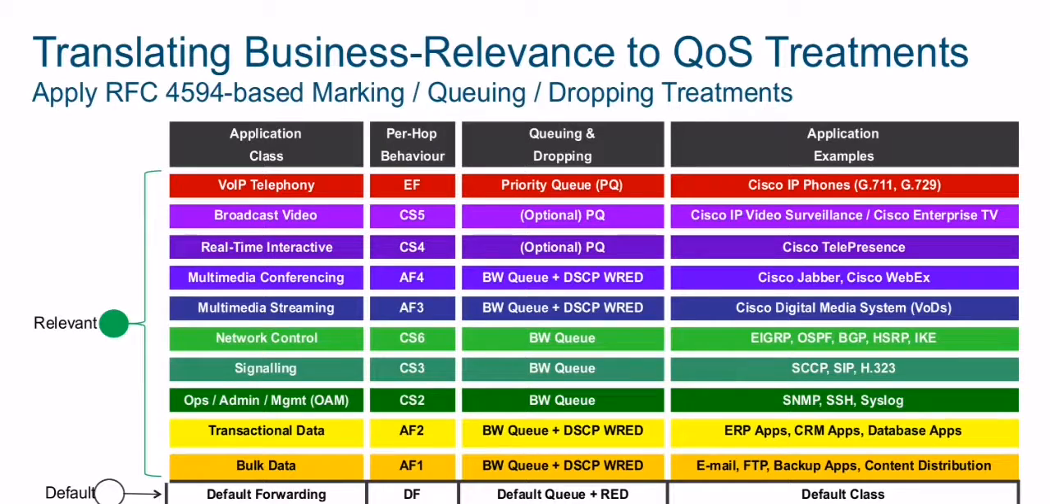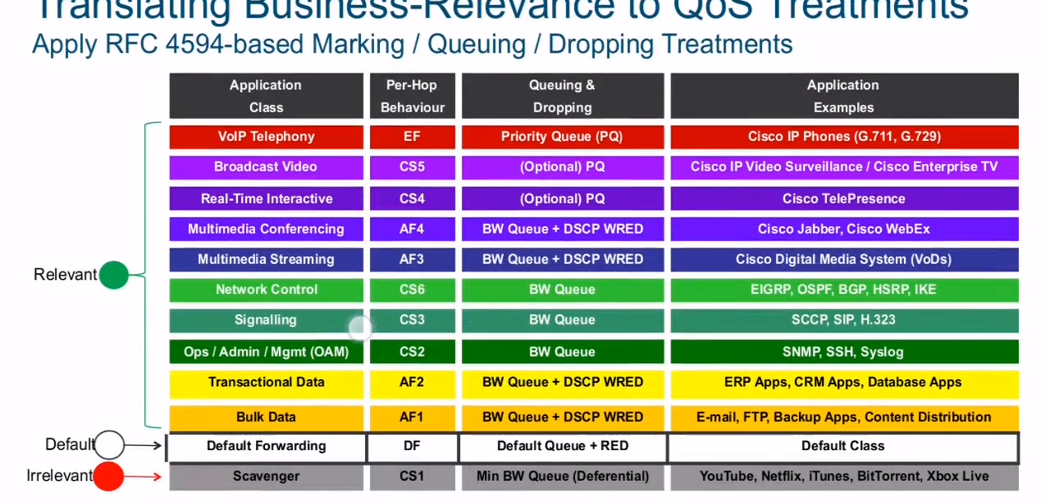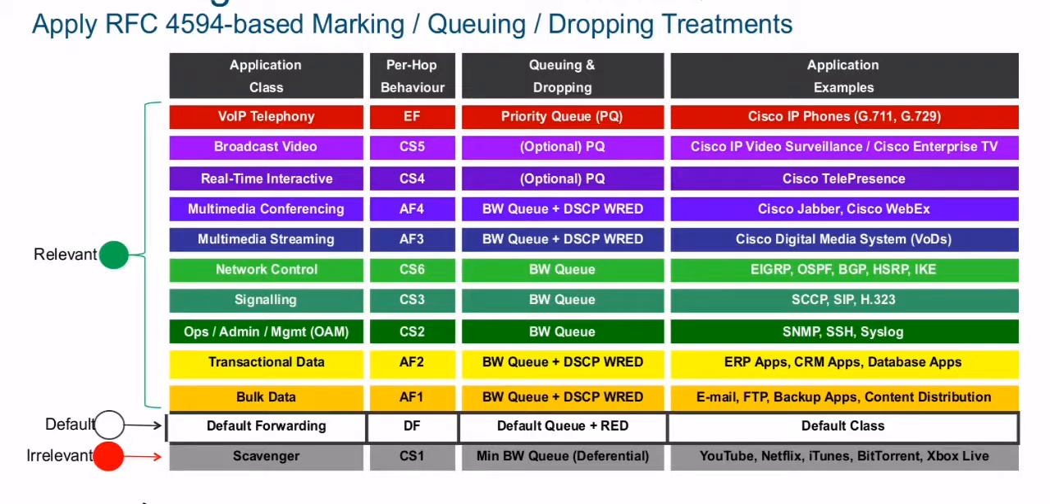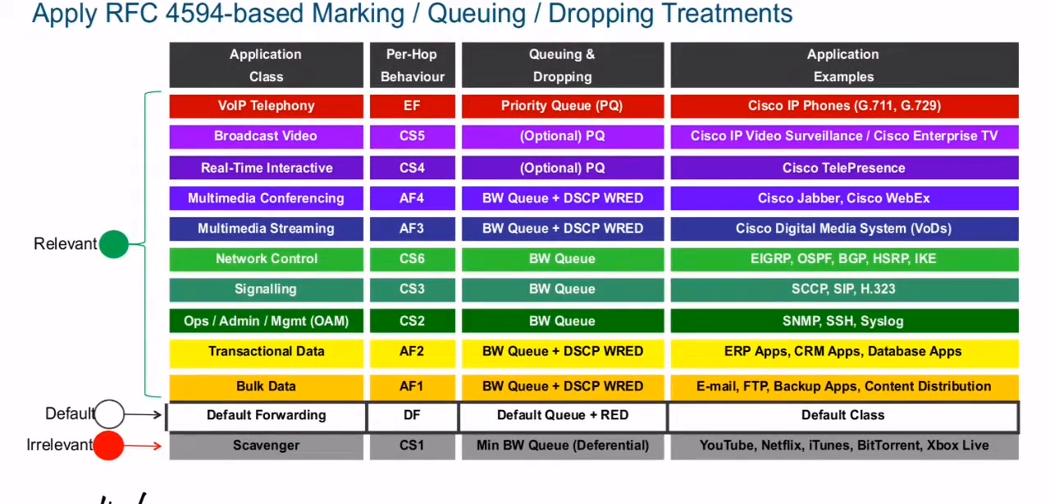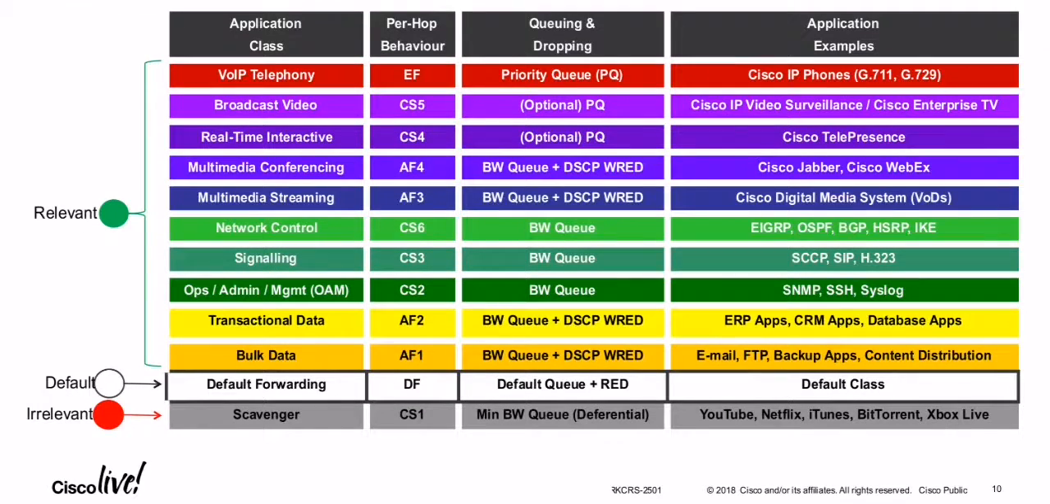All right, we continue. Translating business relevance to QoS treatments. Apply RFC 4594 based marking, queuing, dropping treatments. So these are basically the classes that we can apply to the types of traffic that we're talking about. Just to clarify, right now the table might seem overwhelming because it's the first time we're actually looking at it, but that's why I recommend you to read the Cisco official CCNP guide.